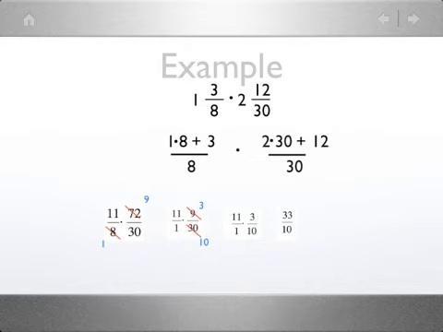But I can change this back into a mixed number since my numerator is larger than the denominator. In order to do that, I just take 33 and divide by 10. So 10 goes into 33 3 times, and 10 times 3 is 30, so I subtract that. 33 minus 30 gives me a remainder of 3. So I have 3 whole parts and 3/10 left. So my answer as a mixed number would be 3 and 3/10. So that's how you multiply fractions.